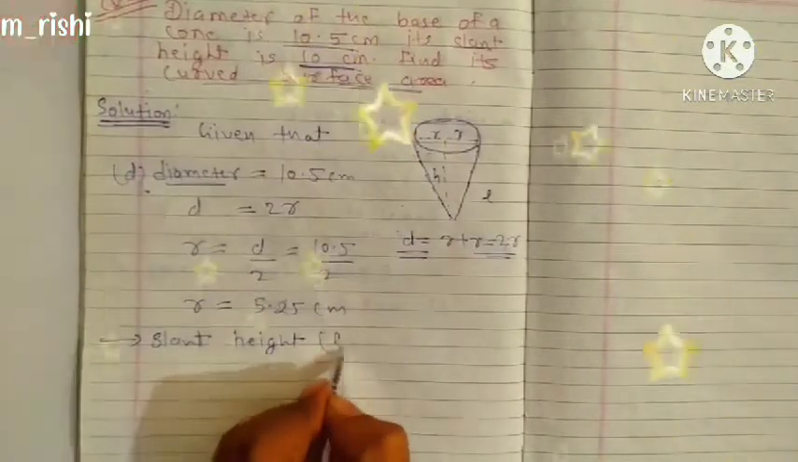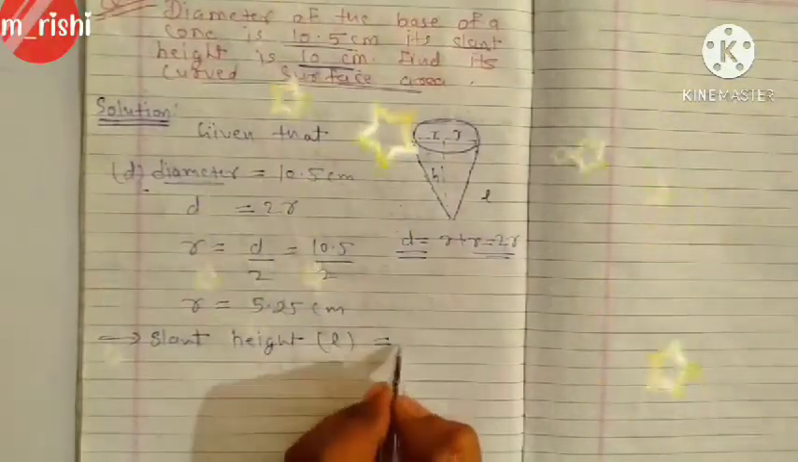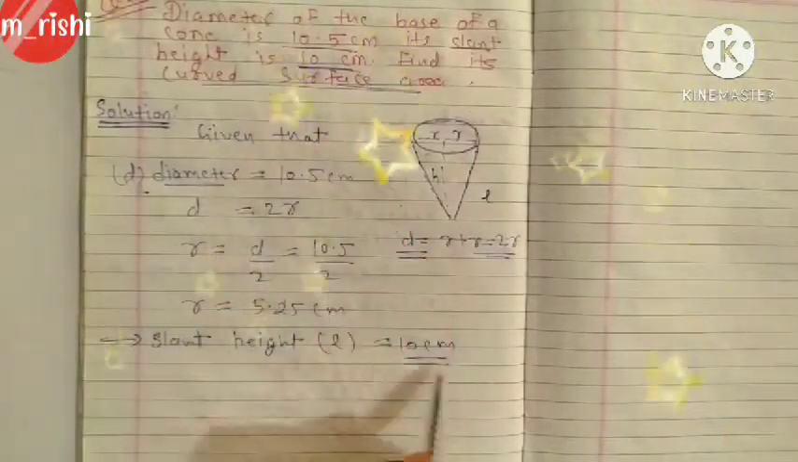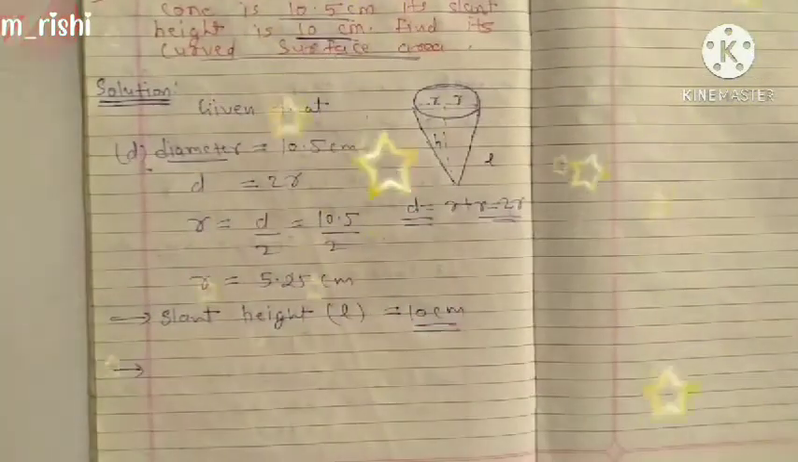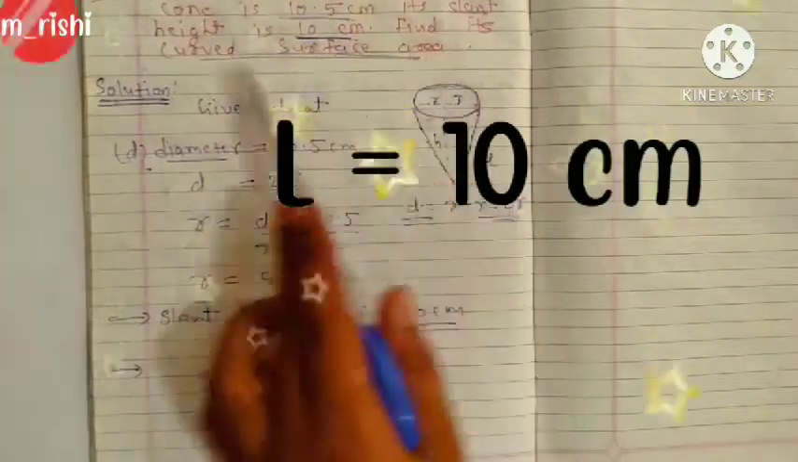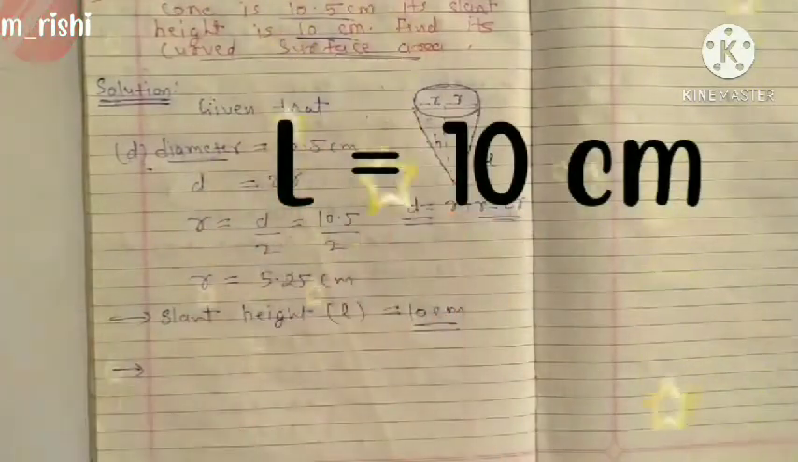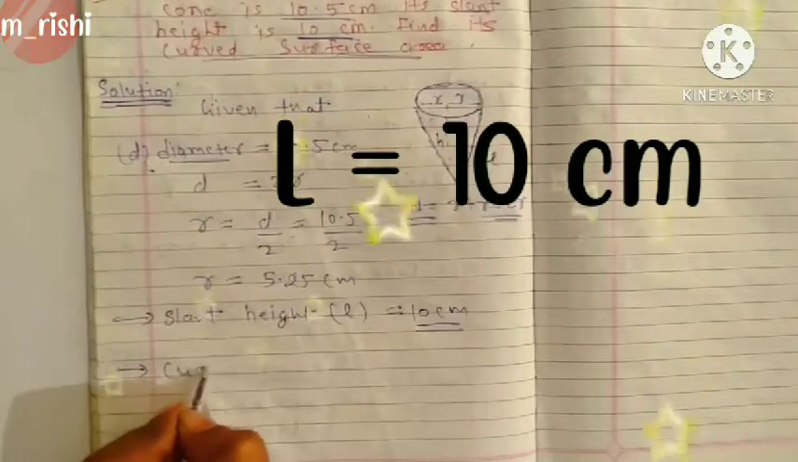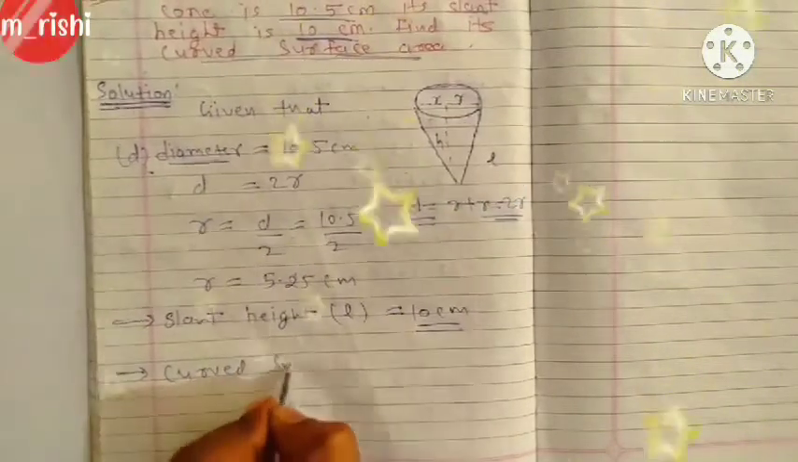Next is slant height, small l, 10 centimeter, given in our question. Find its curved surface area. Easy.